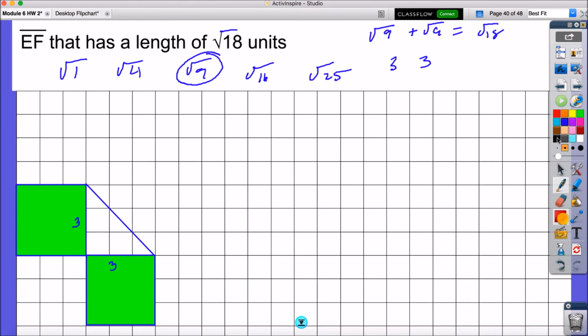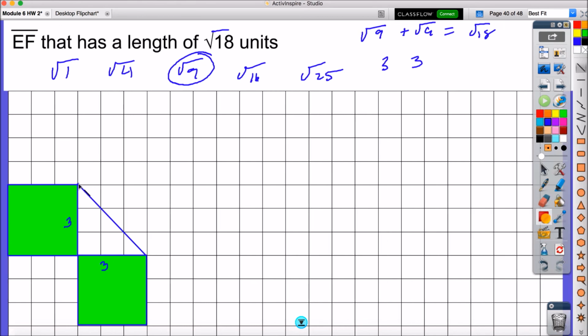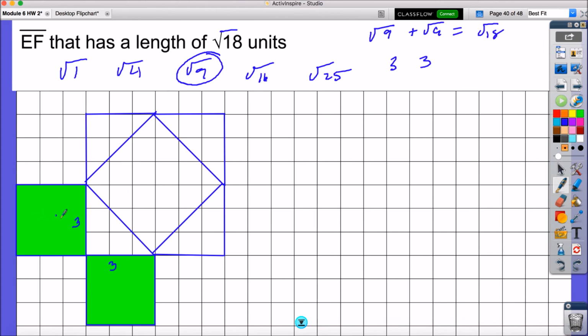And then for the next part, we just continue that pattern. So then I go up 3, to the right 3, 1, 2, 3, and then I connect these. And then I go to the right 3, 1, 2, 3, and then I go down 3, 1, 2, 3, and I connect these. And then continue that process down 3 to the left 3, and then connect these. So if this is 3, this is 3, this has an area of 9, this has an area of 9, a squared plus b squared would equal c squared, which would be 18. So this has an area of 18.